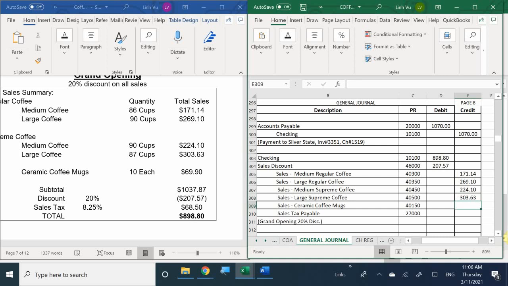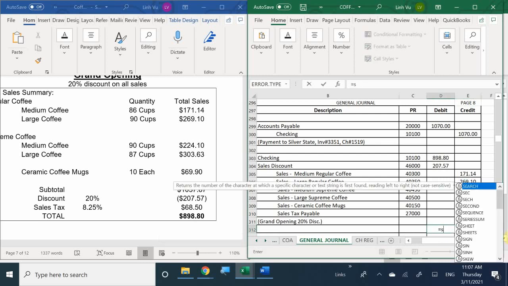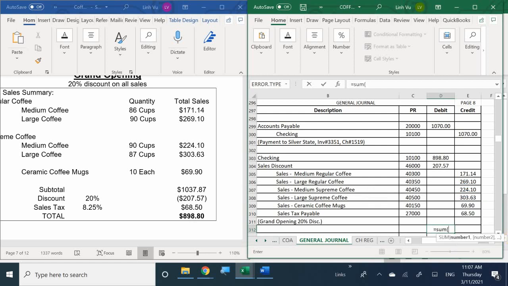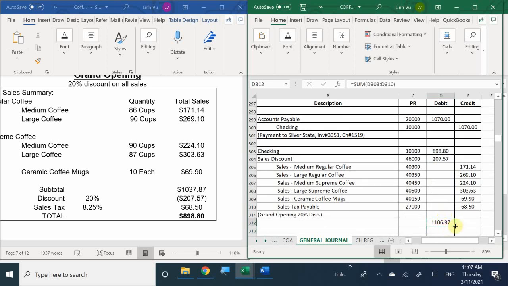The coffee mugs, 69.90. And then finally, last but not least, how much tax am I collecting? 68.50. So once again, I'm going to double confirm that I didn't make a typing error here by double checking that my debits match my credits. I have a debit of 1106.37 and a credit of 1106.37. So excellent. All right, now that I completed my journal, what should come next?